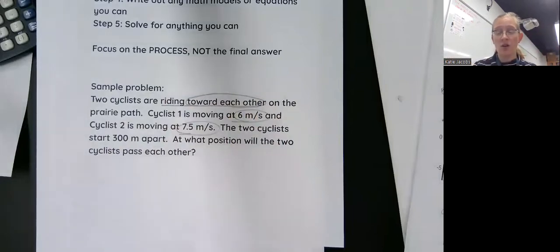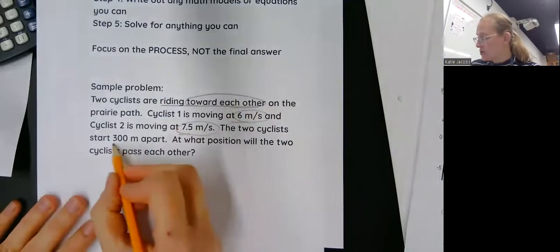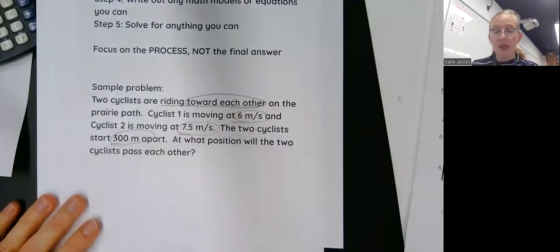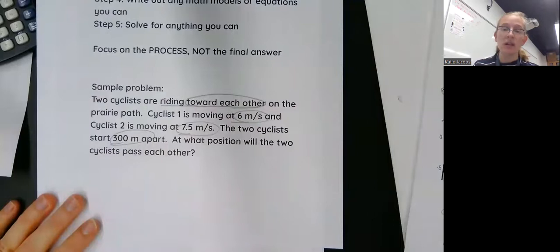If they're headed towards each other, one is going to be moving right and one is going to be moving left. And they do start 300 meters apart. They ask, at what position will the two cyclists pass each other?